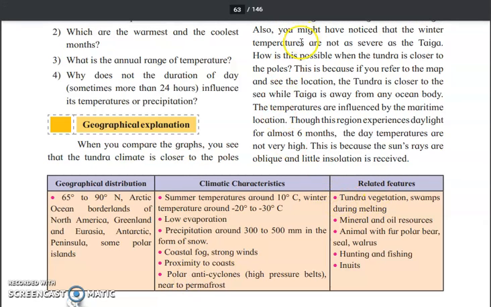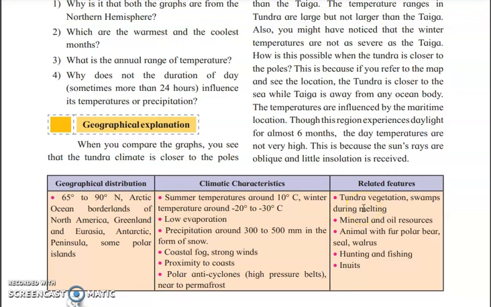And what vegetation can you see here? Vegetation is very rare, meaning you cannot see any type of vegetation. It is totally sparse. When will vegetation be seen? Only when the ice melts. At that moment only can vegetation be available. This area, the tundra region, is very high in minerals.